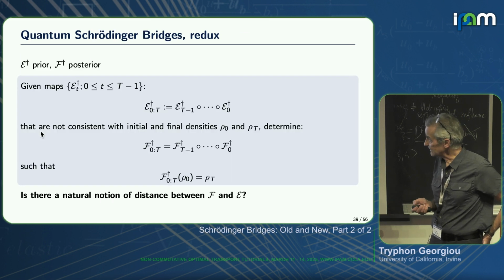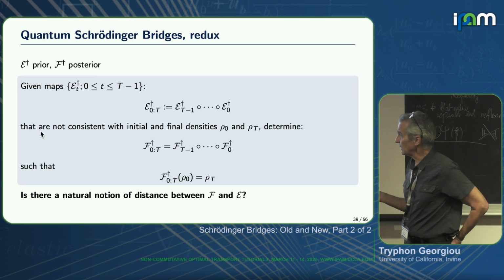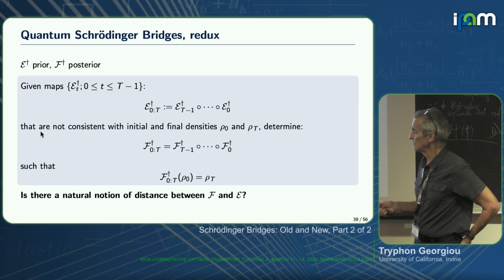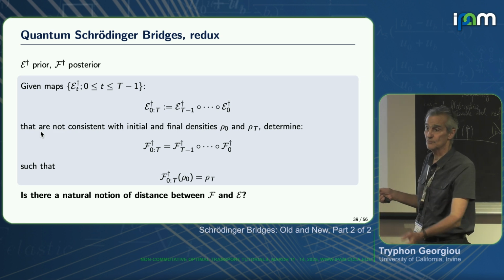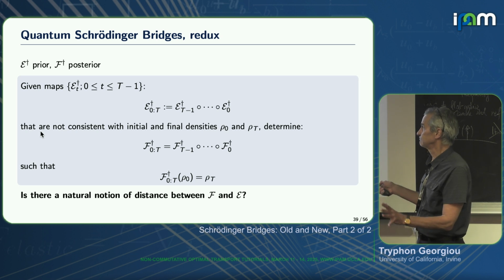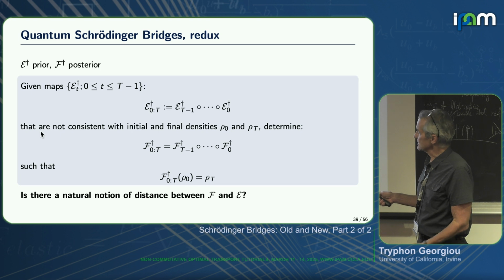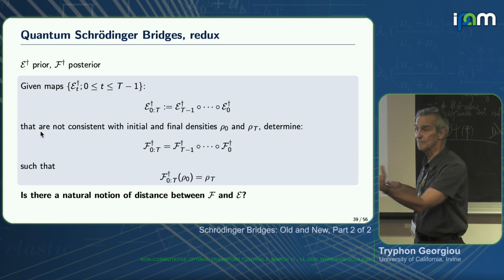So the setting now is the following. E dagger denotes a prior Krauss map, F denotes the posterior. So you're given the Krauss map. It could be a one-step Krauss map or many steps. It really doesn't matter. So if this looks complicated, just think of it as one step. There is absolutely no difference. This is like propagating; you have the concept of the path, so to speak.